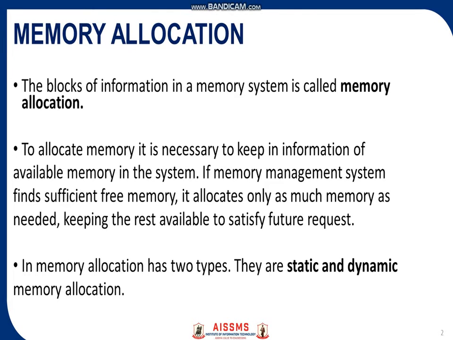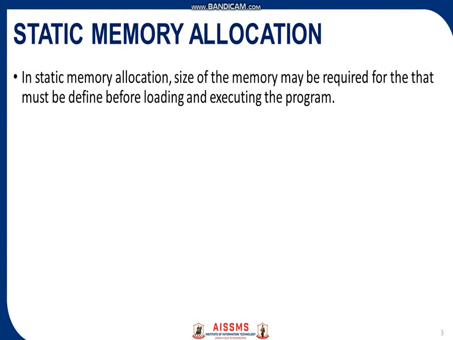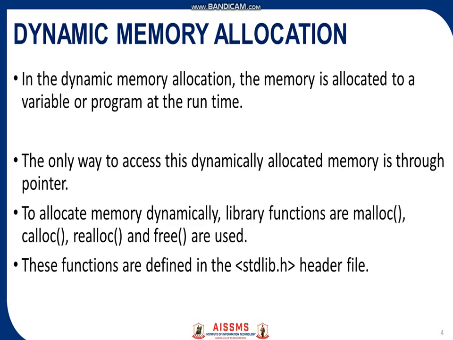In memory allocation, there are two types. One is static and the second one is dynamic memory allocation. In static memory allocation, the size of memory required must be defined before loading and executing the program. So you have to initialize that memory in the program only. In case of dynamic memory allocation, the memory is allocated to a variable or program at runtime. Here the only way to access this dynamically allocated memory is through a pointer.